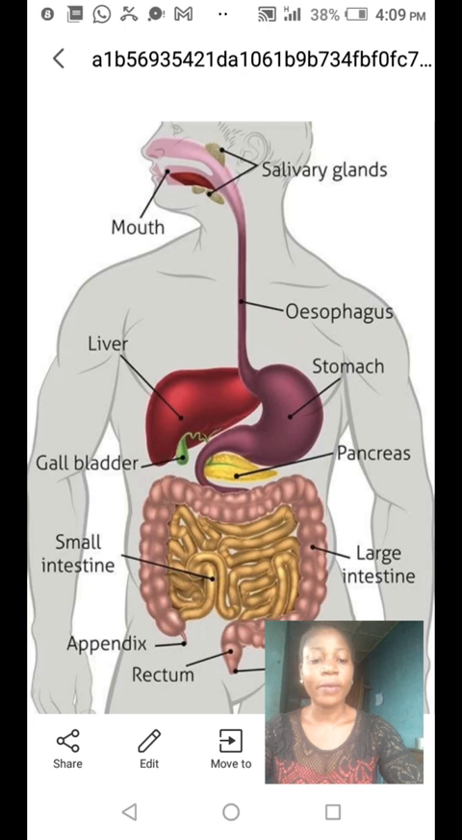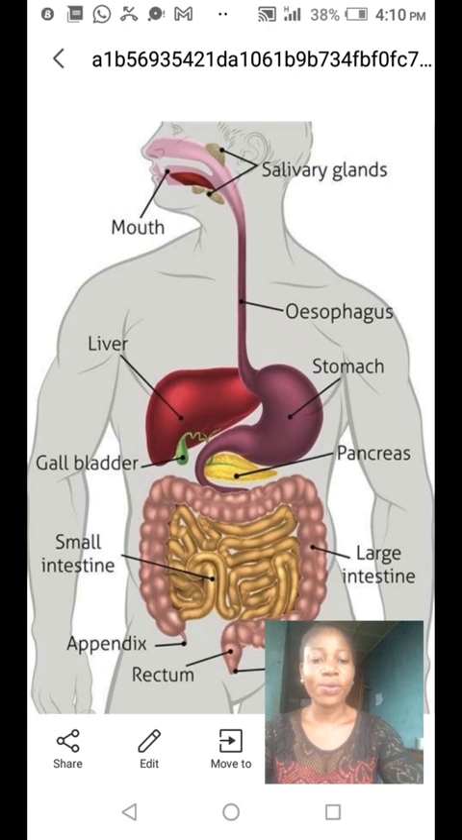Those organs are the liver, that produces bile. We have the gallbladder, which stores bile and aids in emulsification of fats. We have the pancreas, which secretes pancreatic juice like amylase, lipase, and trypsin. Then we have the appendix, yes, which contains some bacteria. Then we have the rectum, which controls poops. Then the final one, which my face cam has covered, is the anus, yes, which enables feces to pass through.